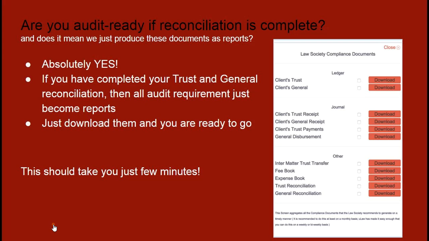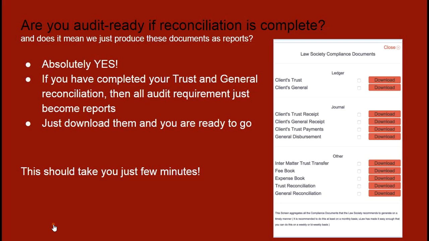It comes down to volume. If you're doing 30, 40 real estate transactions a month, of course, you have to then expect that many transactions of ins and outs of your trust and general account. If you're doing maybe 5 to 6, say, criminal matters or family law, then it all comes down to volume, the right skills, the right tools, and the time to put towards reconciling it. But once you've done it, you're most certainly audit ready.